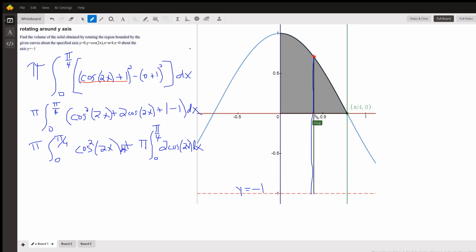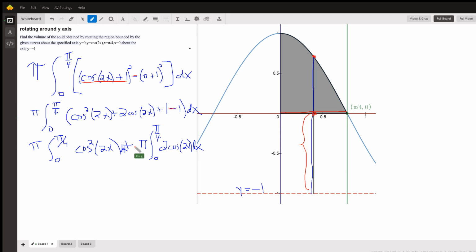The inner radius would be this distance right here, which would be the distance from y is always 0, 0 minus -1, or a distance of 1. So that's where we get this -1 out here, minus. So this simplifies to pi times the definite integral from 0 to pi over 4. We're integrating from here to here of cosine squared 2x dx.